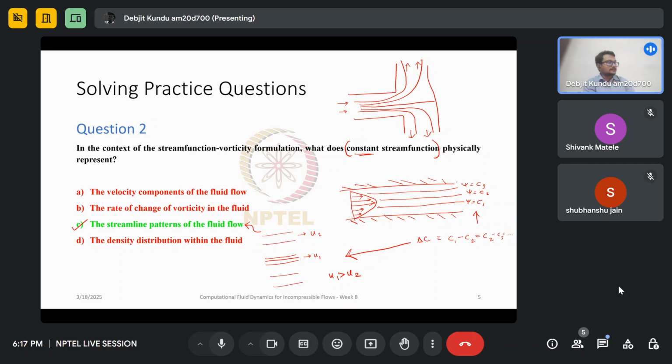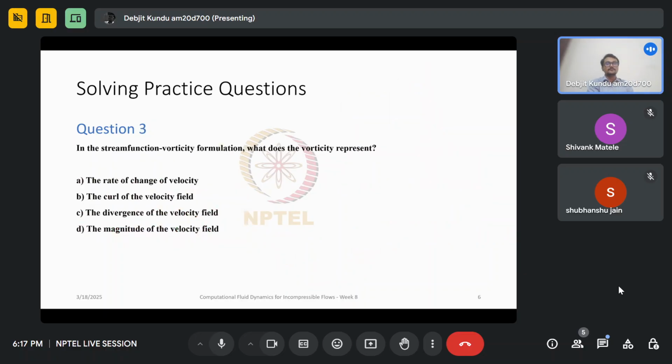Anyway, once again, we'll move on to question number 3, which is asking us, in the stream function vorticity formulation, what does the vorticity omega represent? Is it option A, the rate of change of velocity? Is it option B, the curl of the velocity field? Is it option C, the divergence of the velocity field? Or is it option D, the magnitude of the velocity field?